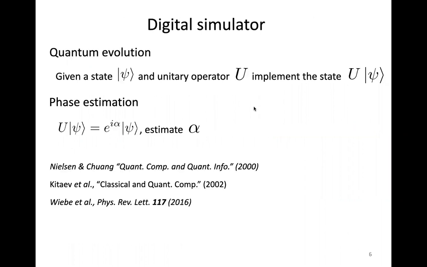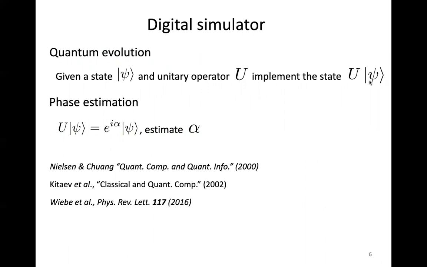And what is a digital quantum simulator? So this is the holy grail. As I said, this is a simulator that can implement any unitary, and basically it can do any quantum evolution. Given a state psi and a unitary U, it can implement U psi.